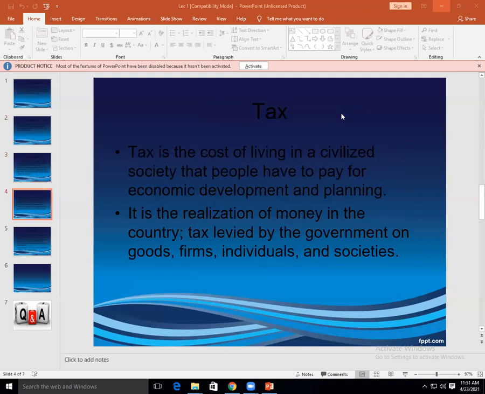Another term that we have in the very first week of the contents is tax. Tax is the cost of living in a civilized society that people have to pay for economic development and planning. As I discussed in the previous lecture, it is the realization of money in the country, levied by the government on goods, firms, individuals, and societies. Taxes are imposed on goods, on firms, where we have corporations and companies, on individuals, just like in this university we pay taxes, and on societies in general.